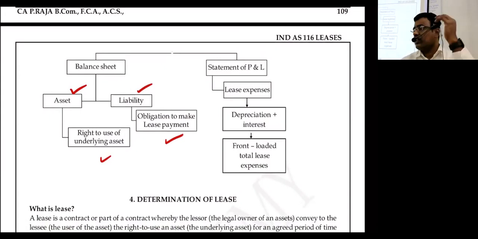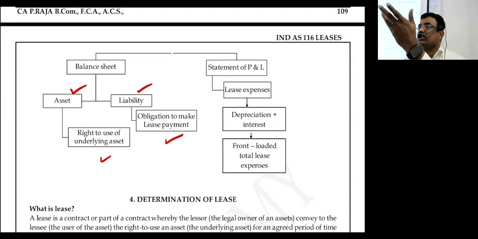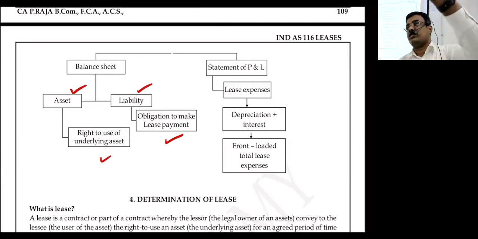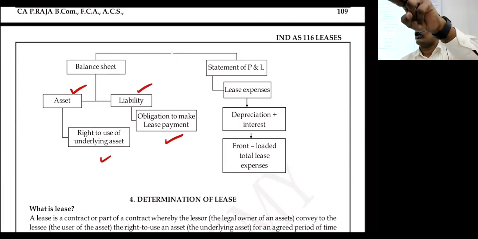Correct? In case of the existing standard, only in one case have we recognized an asset in the lessee's books. Which case? I hope you know the old version. Finance lease. In case of operating lease, you do not recognize an asset in the books of the lessee. Correct? But under IND AS 116, there is no such classification in the books of the lessee. That is there in the books of the lessor. In the lessor's books there is a finance lease, operating lease classification, but in the books of the lessee there is no such classification. It means that always the assets will come in his books of accounts.